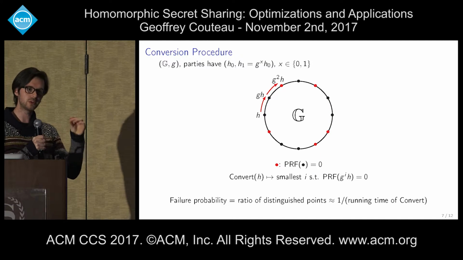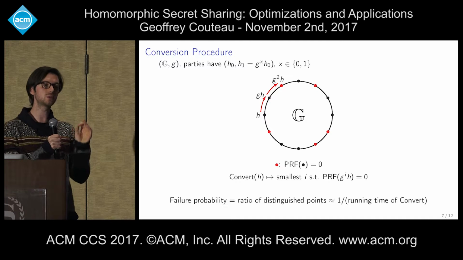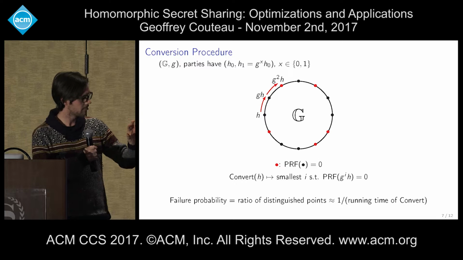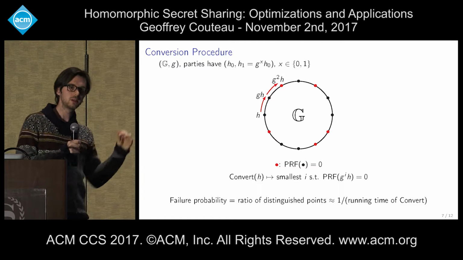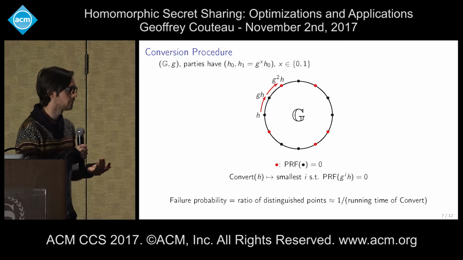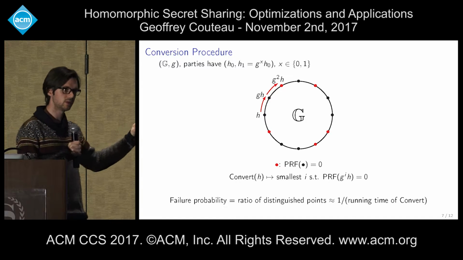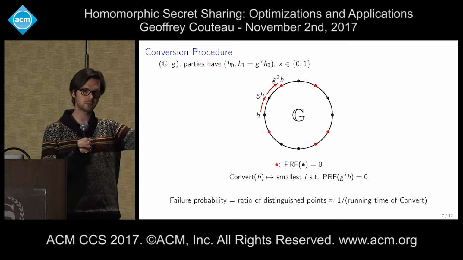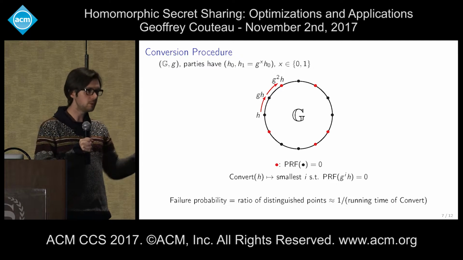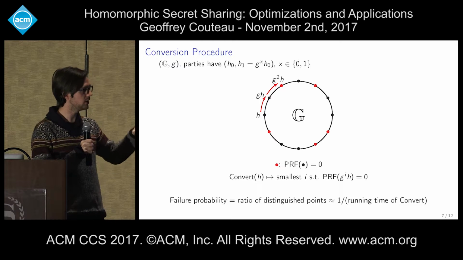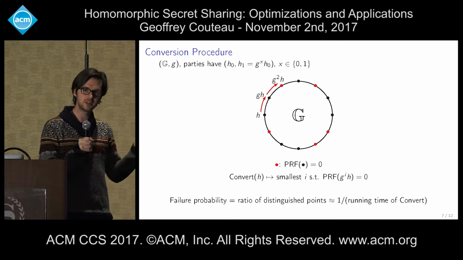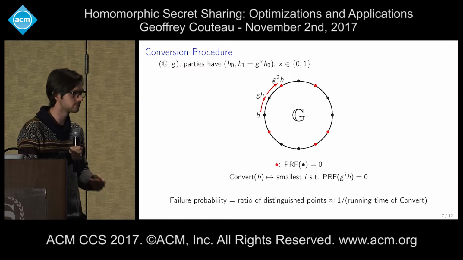And the conversion procedure I'm looking for, this distributed discrete log procedure, is just that. It takes as input a point h and looks for the distance on the circle to the next distinguished point. Why does that work? Because if the two players both do that and end up on the same distinguished point, the difference between our outputs will be the number of steps between our initial group elements. And this is exactly the discrete log that we're looking for.